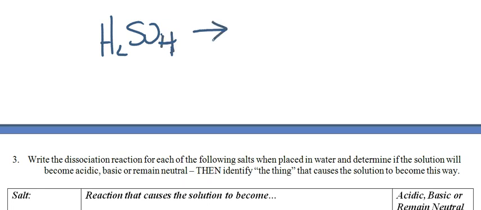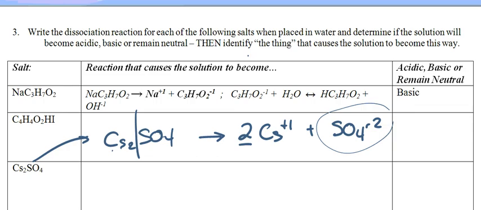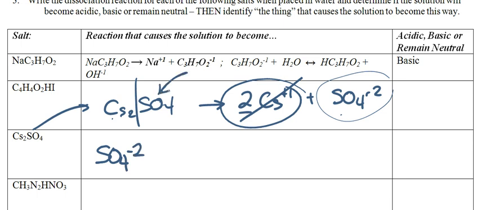A conjugate of H2SO4 is where the hydrogen breaks off, and you have HSO4. And HSO4 is a conjugate of sulfuric acid. However, we have SO4. So what that means is when this salt dissociates, the cesium does nothing. However, the sulfate is going to behave as a conjugate of some kind of acid, which behaves as a base.